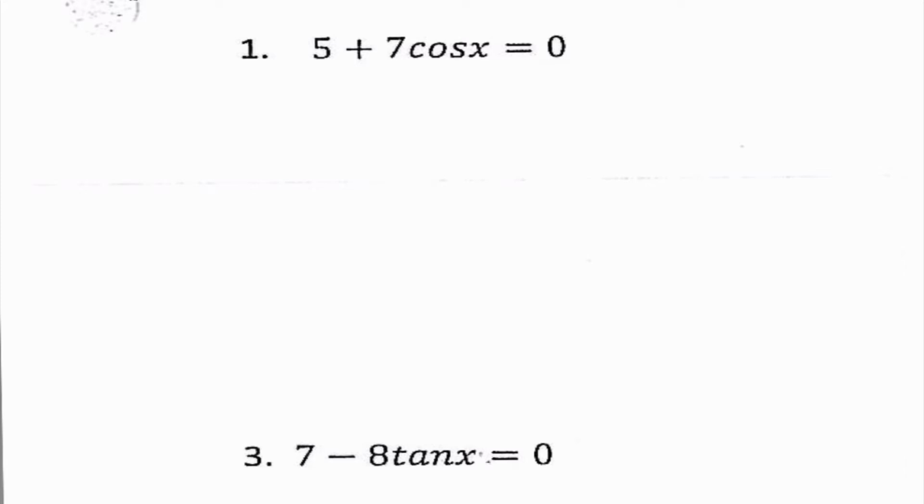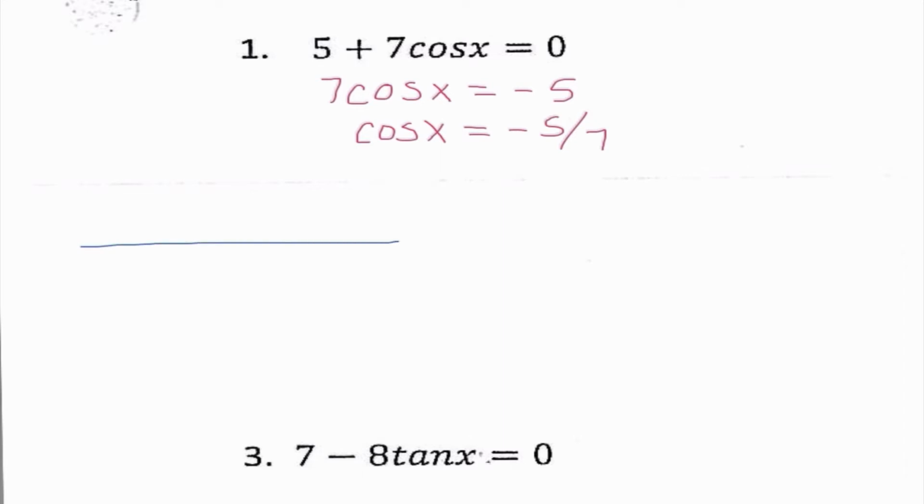Number 1, we have 5 plus 7 cosine x equals 0. So the very first thing that I'm going to do is isolate cosine. So I'm going to subtract 5, and I get cosine is equal to negative 5 over 7. And before we do anything with this, I actually want to sketch a quick graph. Okay, and so here's our graph. I know this is 2 pi, and this is pi. And this is all based on what we did last chapter.